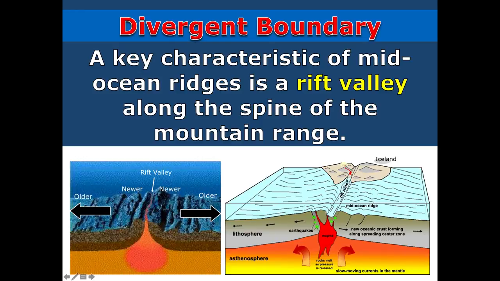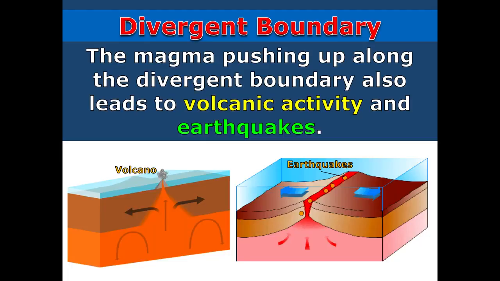But it is splitting apart. This mid-ocean ridge is splitting that land, and eventually water is going to seep in and spread those islands, turning one island into two or three. That's the way it's looking right now. The magma pushing up along the divergent boundary also leads to volcanic activity and earthquakes. So underwater volcanoes, earthquakes, those types of things can happen at a divergent boundary.